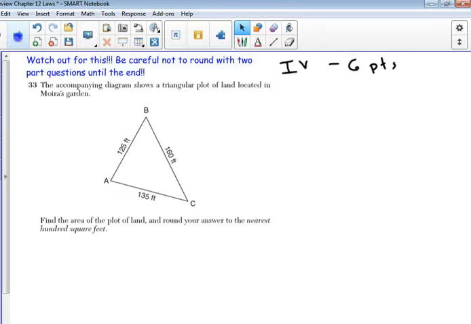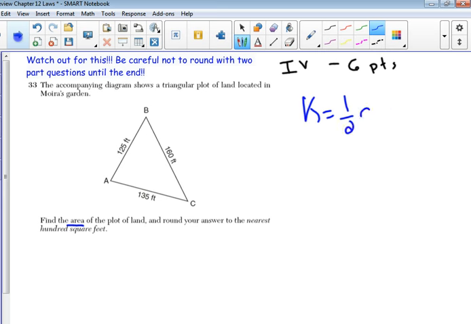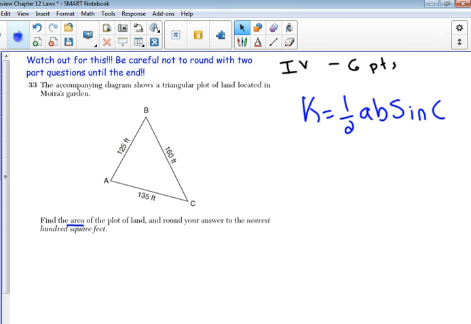So that's a good start. Now, what did they ask you to find? The area. Good. So it tells you right in here, find the area. So I have K equals 1/2 AB sine of C. All right, well, if we try to do that, does anybody see a problem? Yeah, you don't know an angle. So can we do this?